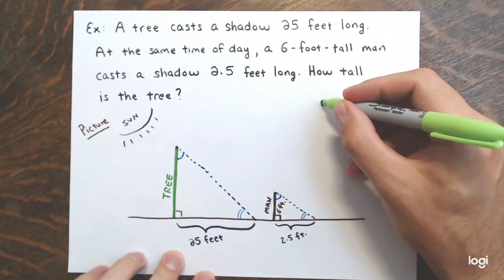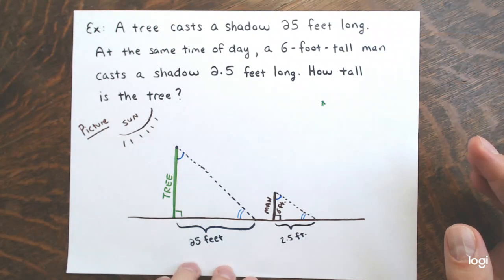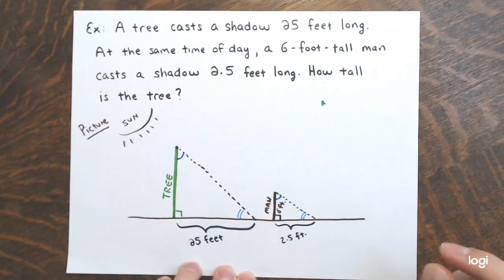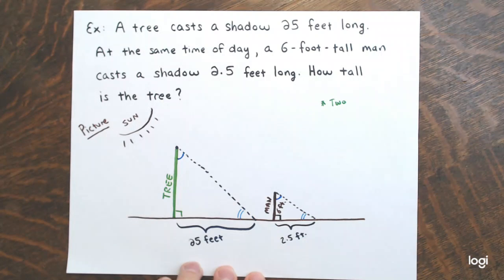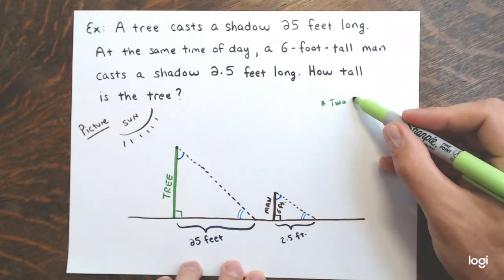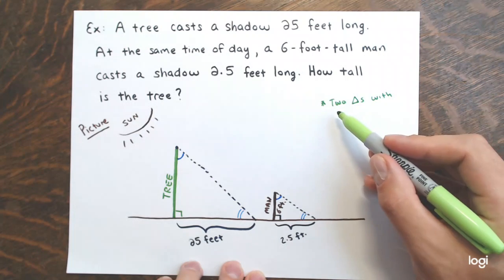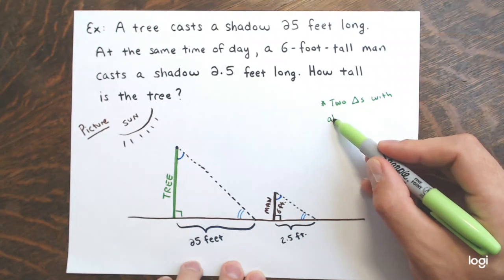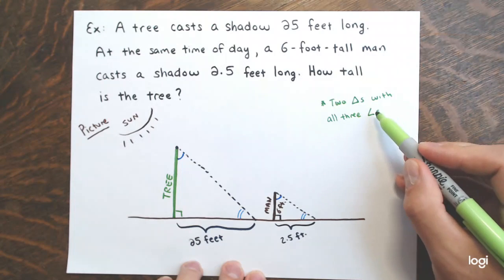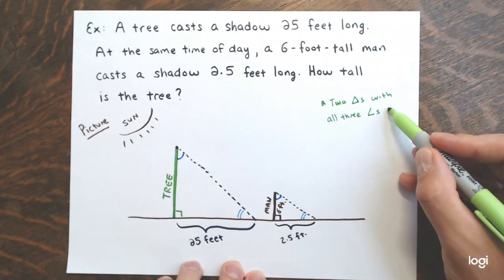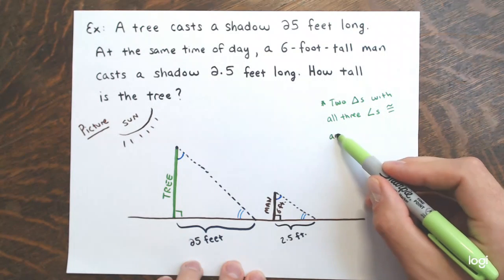When I make videos in the future about more geometry class related stuff, we'll obviously get more into this. But two triangles with all three angles congruent, using the little symbols for triangles and angles and the symbol for congruence, are similar.